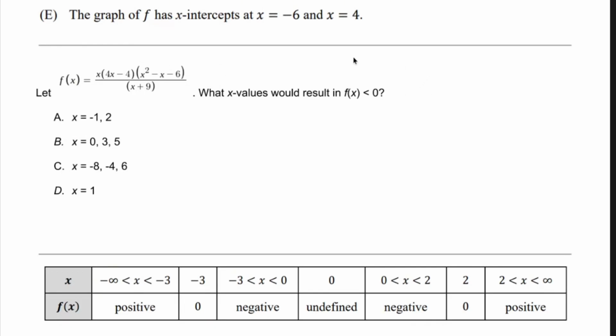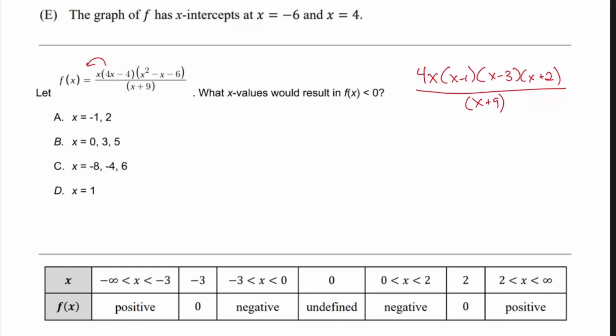So what we're going to do is factor as much as I can. So x still stays x. I could bring a 4 out of that second parentheses. If I put it in front of that x, factoring 4 out would give me x minus 1. Factoring this one, I need two numbers that add up to -1 but multiply out to -6. So that's x minus 3 and x plus 2. And put that over x plus 9, which is its own quadratic.